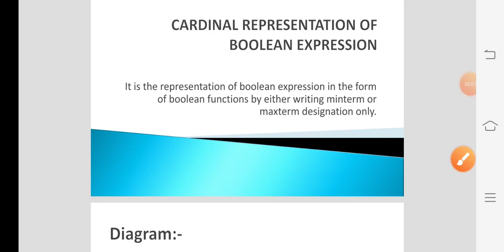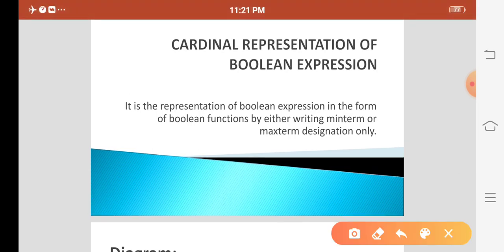Hello everyone, starting with the new topic today, cardinal representation of Boolean expression. In the previous video, we discussed canonical expressions. Now, one more type of expression that we can generate is the cardinal representation of Boolean expression. So let us start. It is a representation of Boolean expressions in the form of Boolean functions.